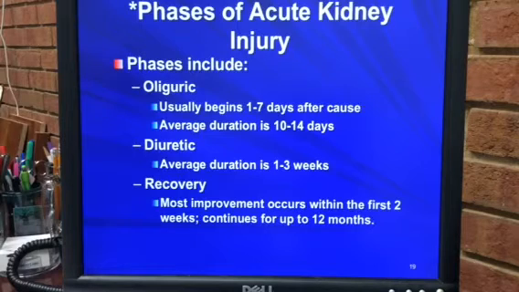Now, what you need to realize is when the kidneys are losing lots of water, electrolytes are going with it. So in the diuretic phase, you have to be very concerned about hyponatremia and hypokalemia. The average duration of the diuretic phase is 3 weeks. And during this phase, there can be up to 4 to 6 liters per day of loss. And then recovery is kind of an ongoing thing. Most of the improvement occurs in the first 2 weeks, but renal function can improve for up to 12 months.